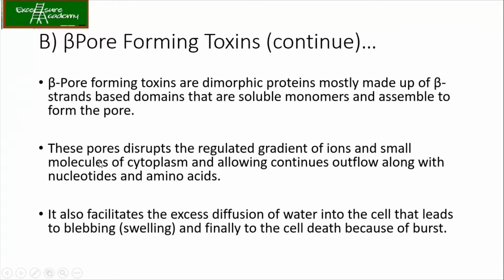Okay. These pores disrupt the regulated gradient of ions and small molecules of the cytoplasm, allowing continuous outflow along with the nucleotides and amino acids. So what they are saying is that once the pore is formed, cytoplasmic ions will go out, cytoplasmic nucleotides and amino acids will be thrown out, because of which the cell will be dehydrated, the cell will not have its nutrition, and it is going to die. It also facilitates excess diffusion of water into the cell that leads to blebbing or swelling, which results in cell death. So either way round.